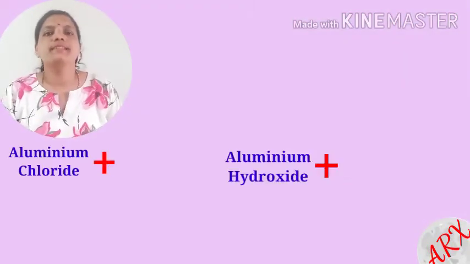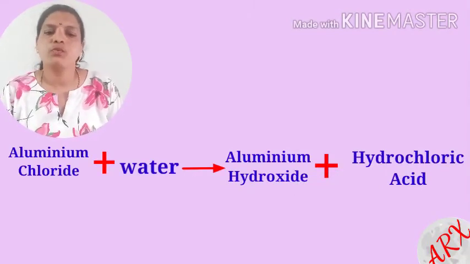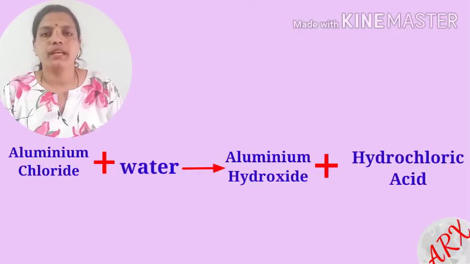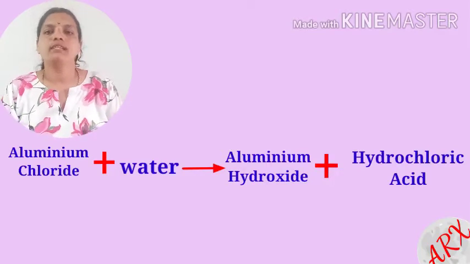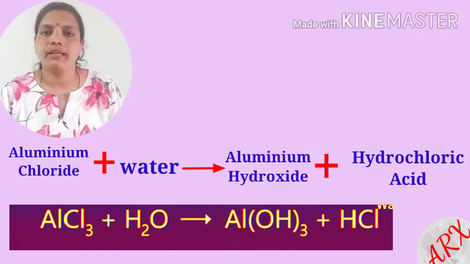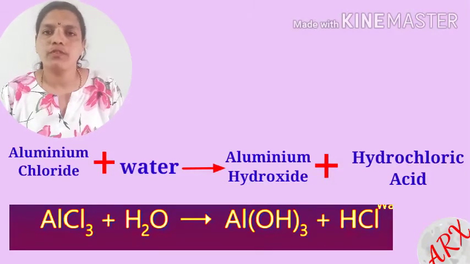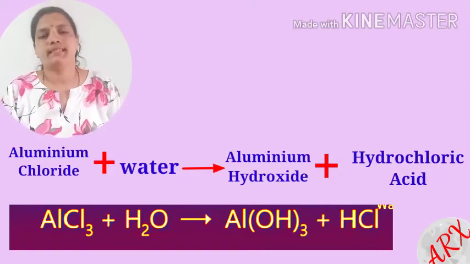Now we will take example number 2. Aluminium chloride reacts with water. It gives aluminium hydroxide and hydrochloric acid. First we have to write this equation in chemical formula. So the chemical formula will be AlCl3 plus H2O. It will give Al(OH)3, with OH in brackets and 3 outside the bracket, plus HCl.